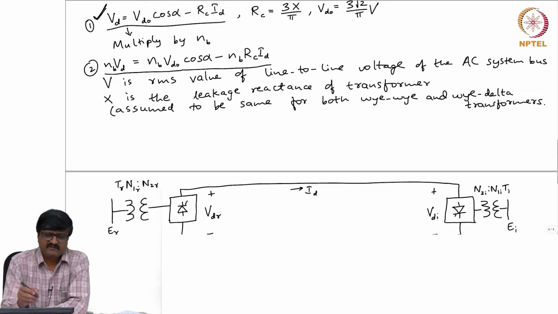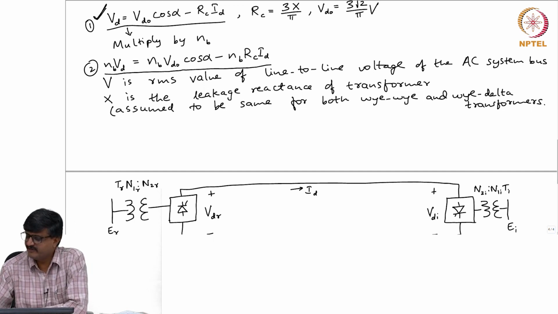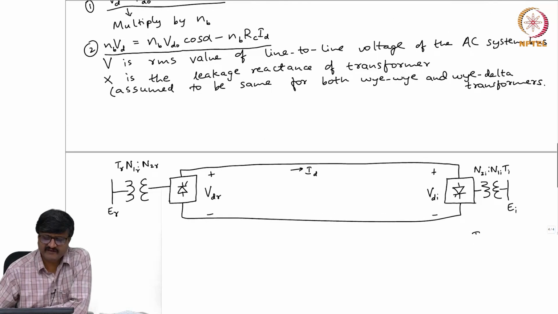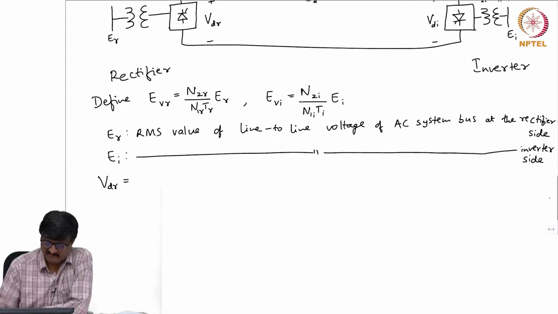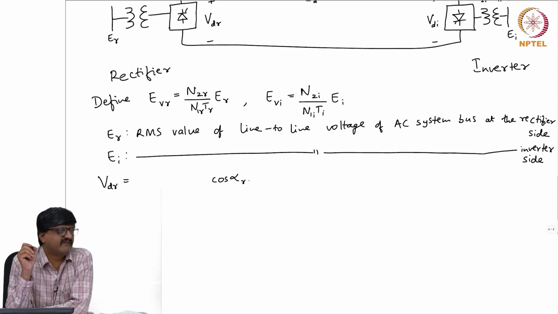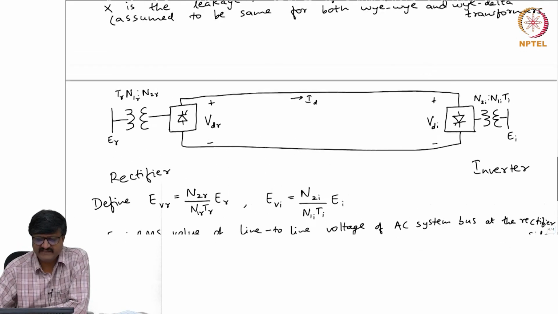Say I take equation number 2. NBVD is equal to NB VDO cos alpha. Let me take one term at a time. NBVD is VDR, that I have already written. Now, on the right hand side, the first term is NB VDO cos alpha. Let me write cos alpha first, that is one of the factors in the first term. Again, to differentiate between the alpha of the rectifier and inverter, I add a subscript R, alpha R. Now, the remaining factors, NB VDO.